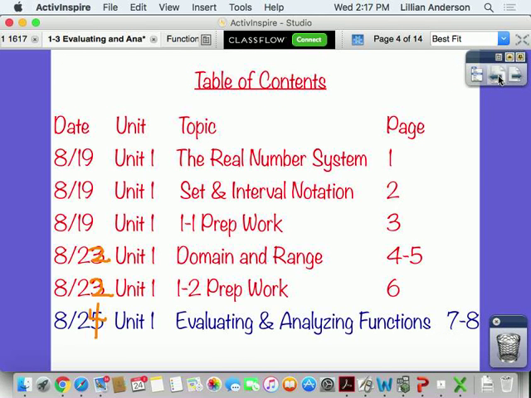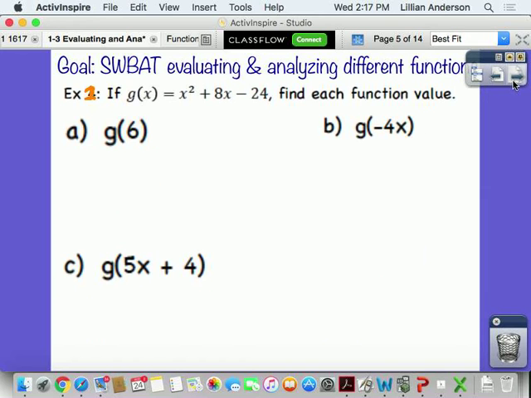All right, so today we're talking about evaluating and analyzing functions. That's going to be page 7 and page 8 in your table of contents. By the end of the lesson today, you'll be able to evaluate and analyze different types of functions. Now, you all have been dealing with evaluate in your younger years. What does evaluate mean? Solve.